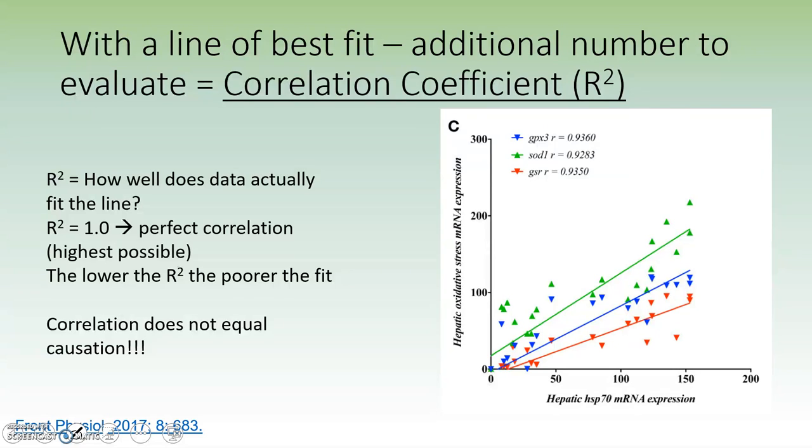To the right are 3 lines of best fit for 3 specific genes, looking at the expression of those genes and a gene called HSP70. All 3 have high R values, suggesting the linear relationship is a good description of the data. Also, data points are available for each gene across the tested region.